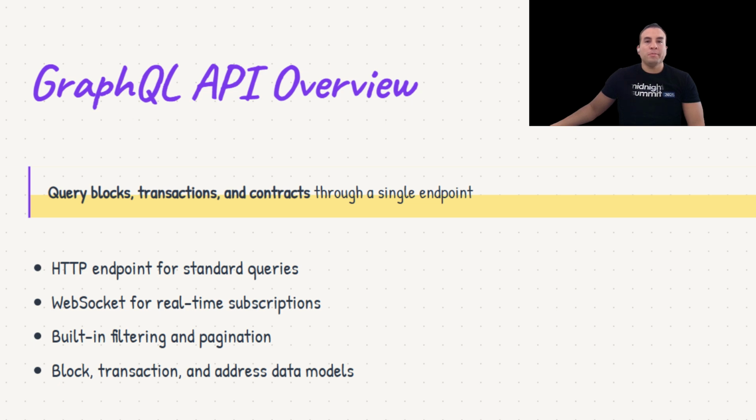WebSocket for real-time subscriptions. Connect once. Subscribe to topics like new blocks and get pushed data as events happen. No polling needed. Built-in filtering and pagination. You can filter blocks by height range, transactions by type, and paginate through large result sets without loading everything at once. The data models cover blocks, transactions, and addresses. Everything you would expect from a blockchain API, structured in a way that GraphQL makes very pleasant to query.